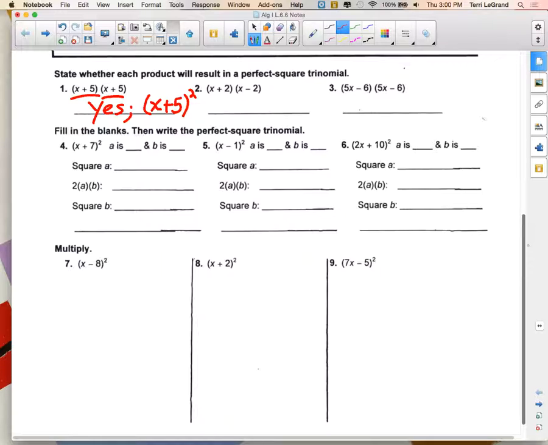I could do the a squared. This one has additions, so I could do plus 2ab plus b squared. I could apply that model to it. Or I could just FOIL it if I can't figure it out that way.